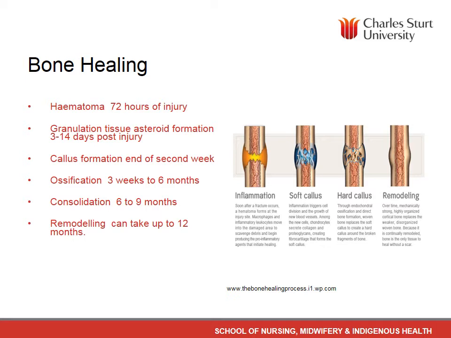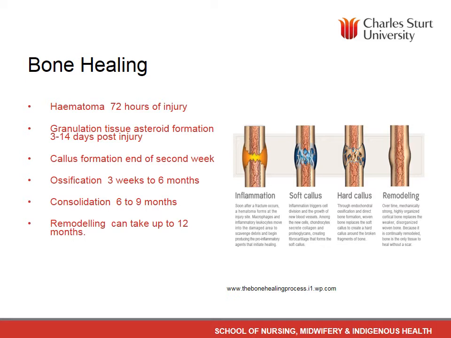So the inflammation triggers cell division and growth of new blood vessels, and chondrocytes that secrete collagen and create a fibrocartilage that forms a soft callus. So that soft callus usually starts to form by about the end of the second week after the fracture. Then over time we have ossification occurring within about 3 weeks to 6 months, and that causes a hard callus to form. And that's when bone starts replacing the soft callus to create a hard callus around the broken ends of the bone.